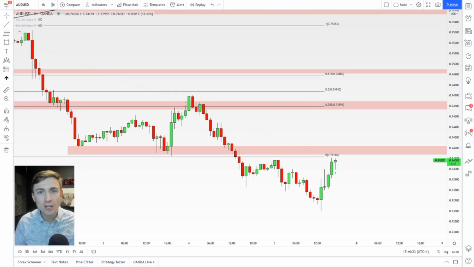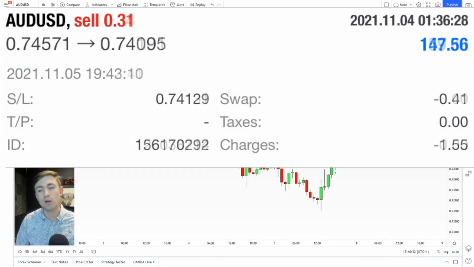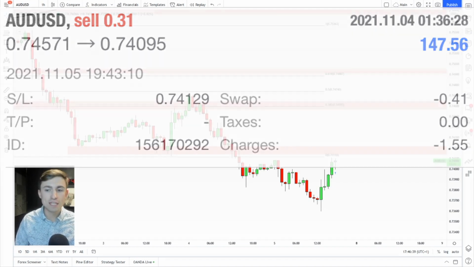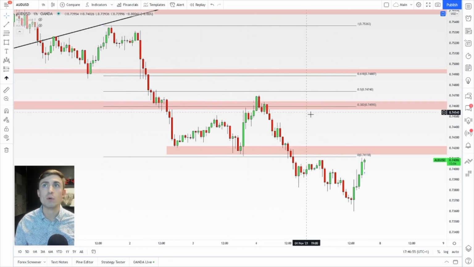All right, guys, and we are all out of AUD USD here. I ended up closing a profit here of $159.80 on this main account, and on my backup account, I also took this trade and was able to close out a profit of $147.56. So all out of there for about $300, sorry, my math is terrible. So $300 or so, which is give or take pretty solid in my opinion. So I'll take that. Overall, nice little trade here on AUD USD. The trend continued to the downside just as we were looking for.